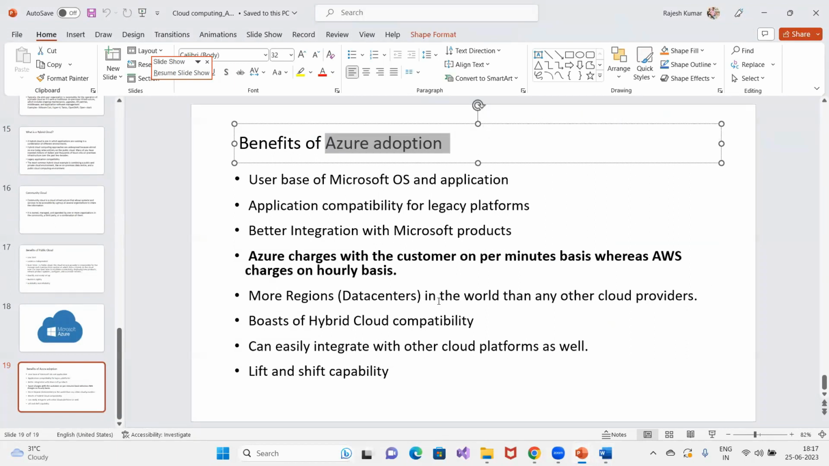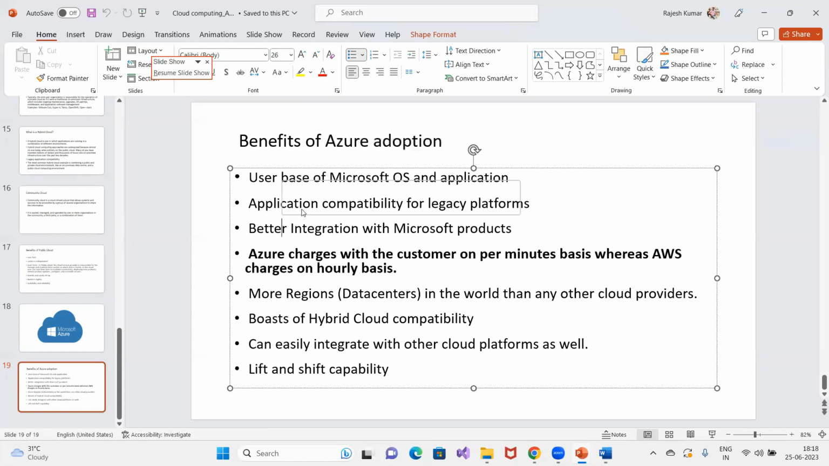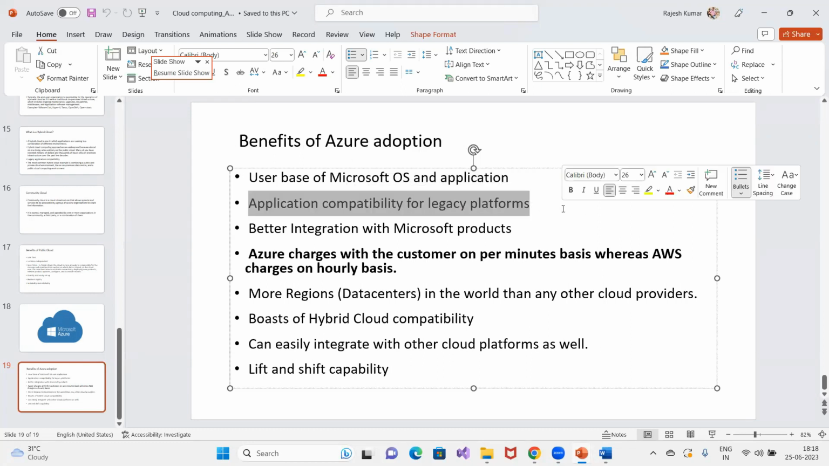Here you don't need to learn the scripting part. You don't need to be very expert in Linux. You need to be good in Windows Server administration. You need to be very good in the Azure Cloud. Then you can easily grab a job. So that's the reason you should learn Azure. So the user base of Microsoft operating system and applications is very high in the market. It's 90%.